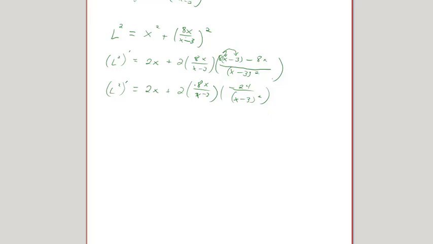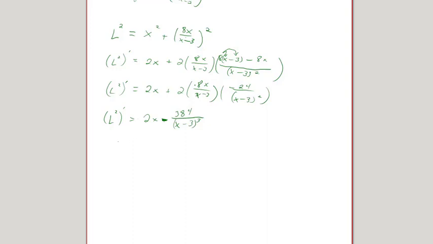Okay, so let's clean this up a little further. L squared is 2x plus, well, I can multiply 2 times 8 times 24, and it's a negative 24, so minus, I think that comes out to be 384 all over x minus 3 cubed, it looks like.